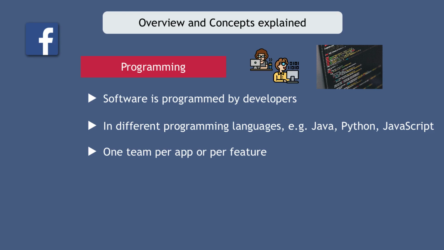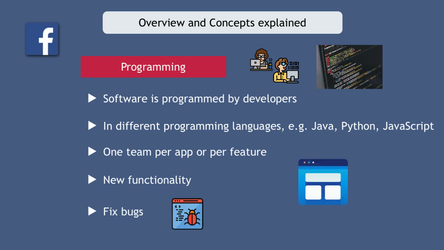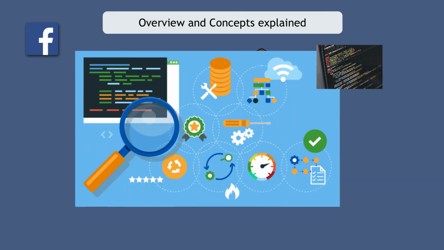And these are the people who write code for creating new functionalities in the application. But also, if something doesn't work in the application, they also fix those issues. So once the development process is done, so to say, the feature is developed and it's functioning, the next step is to test the application.